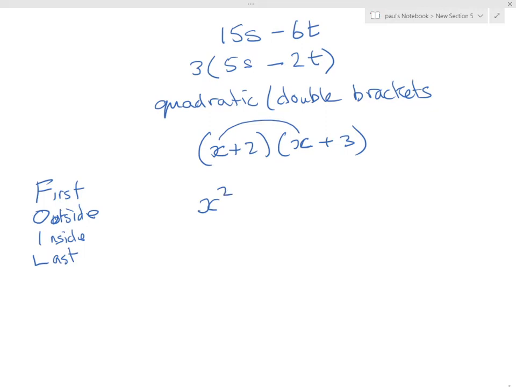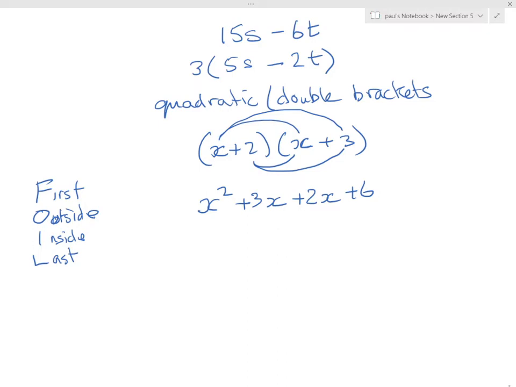The outside is x times plus 3, which is 3x. The inside is plus 2 times x, which is 2x. And the last is the 2 times the 3, which is 6. Don't add them, they've got to multiply. Now, you always end up with 4 things because you've done 4 operations. And you need to simplify this to get it into a 3-term expression.